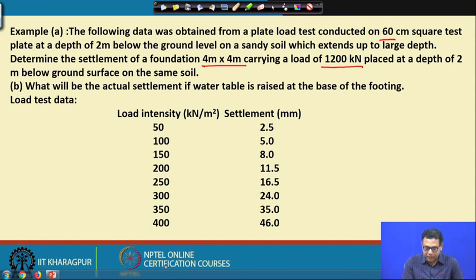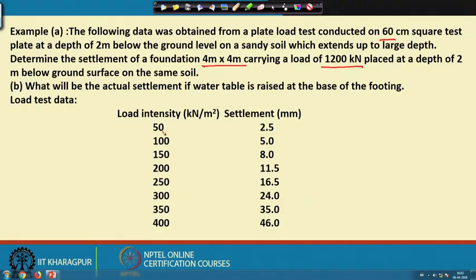So, this is the load intensity in kilonewton per meter square, and this is the settlement. This load is applied, and the settlement is measured at the end of each load increment. The first one is 50, then 100, then 150, then 200, 250, 300, 350 and 400. Your safe load that you have calculated is 250 kilonewton, so you are applying 1/5 of that. The first one is 1/5, meaning 50 kilonewton, the second one is 2/5, meaning 100 kilonewton, and so on.